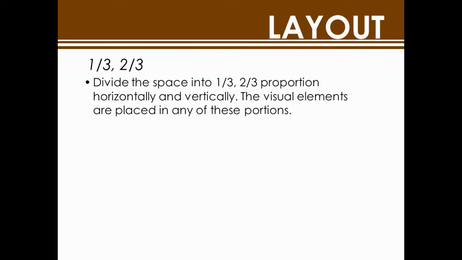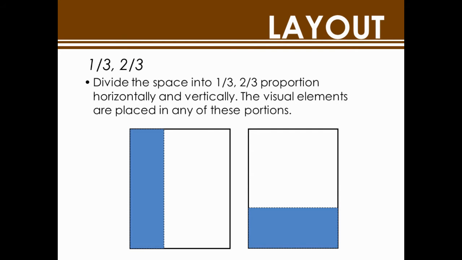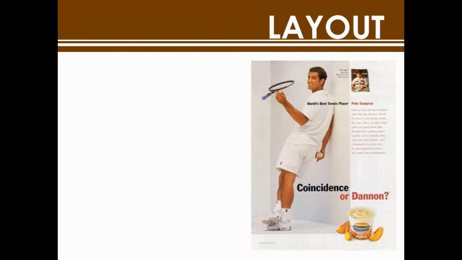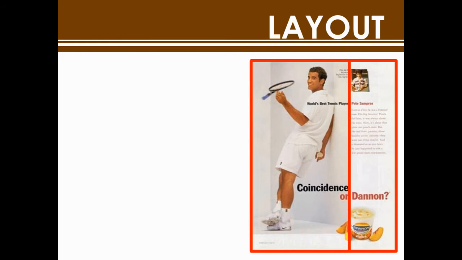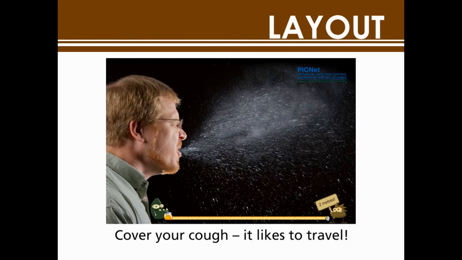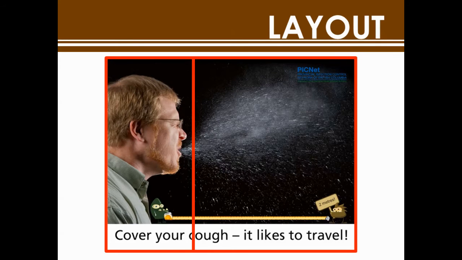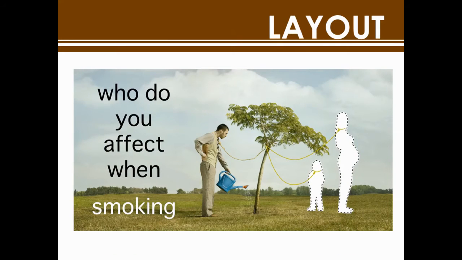Another way of arranging the elements is to use the 1/3, 2/3 layout. In this layout, we divide the space into 1/3, 2/3 portions, either vertically or horizontally, and place the visual elements in any of these portions. Let's take a look at this example. Here, we can see that the visual is placed in the 2/3 portion, while the text occupies the 1/3 portion. Here are more examples. Notice how this layout is used in different ways.